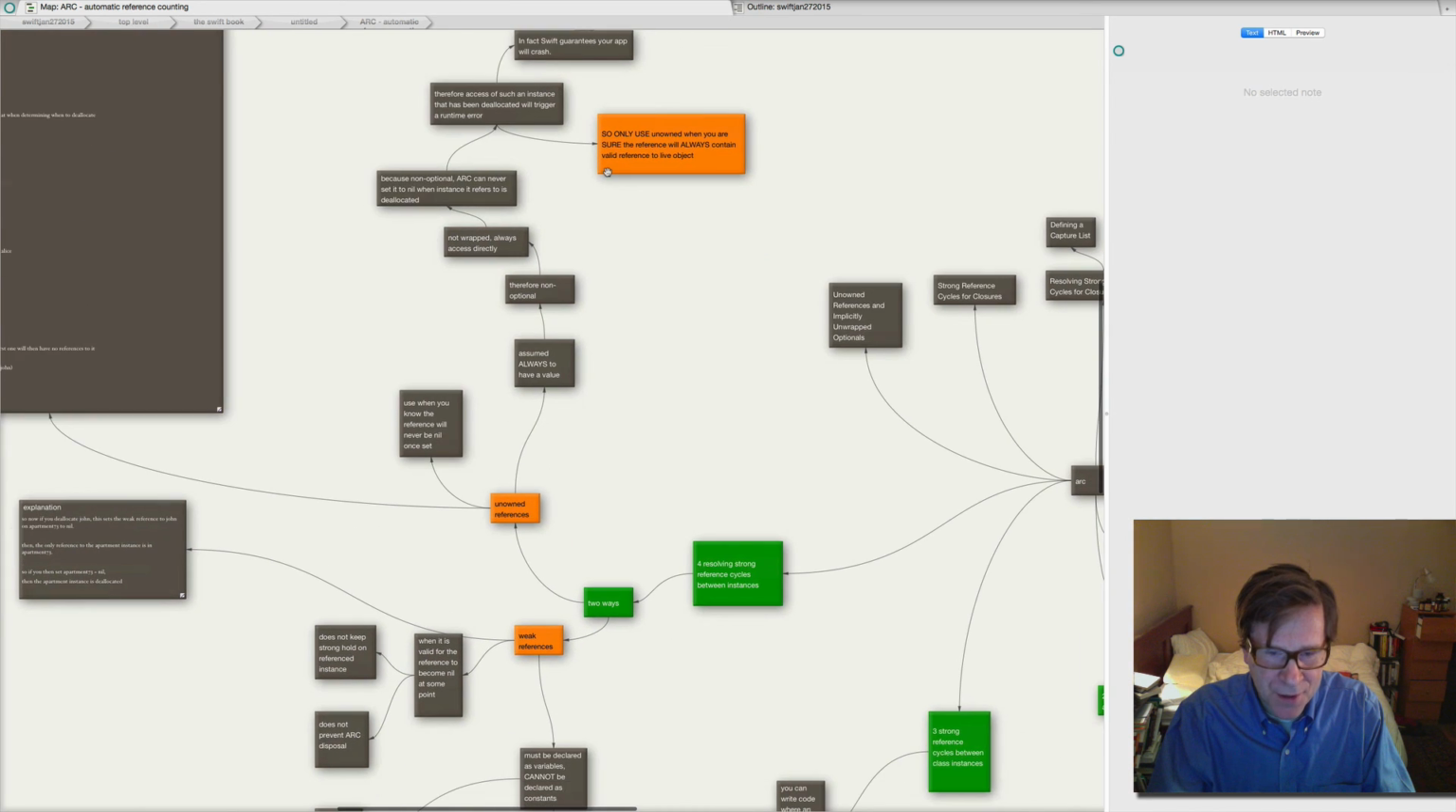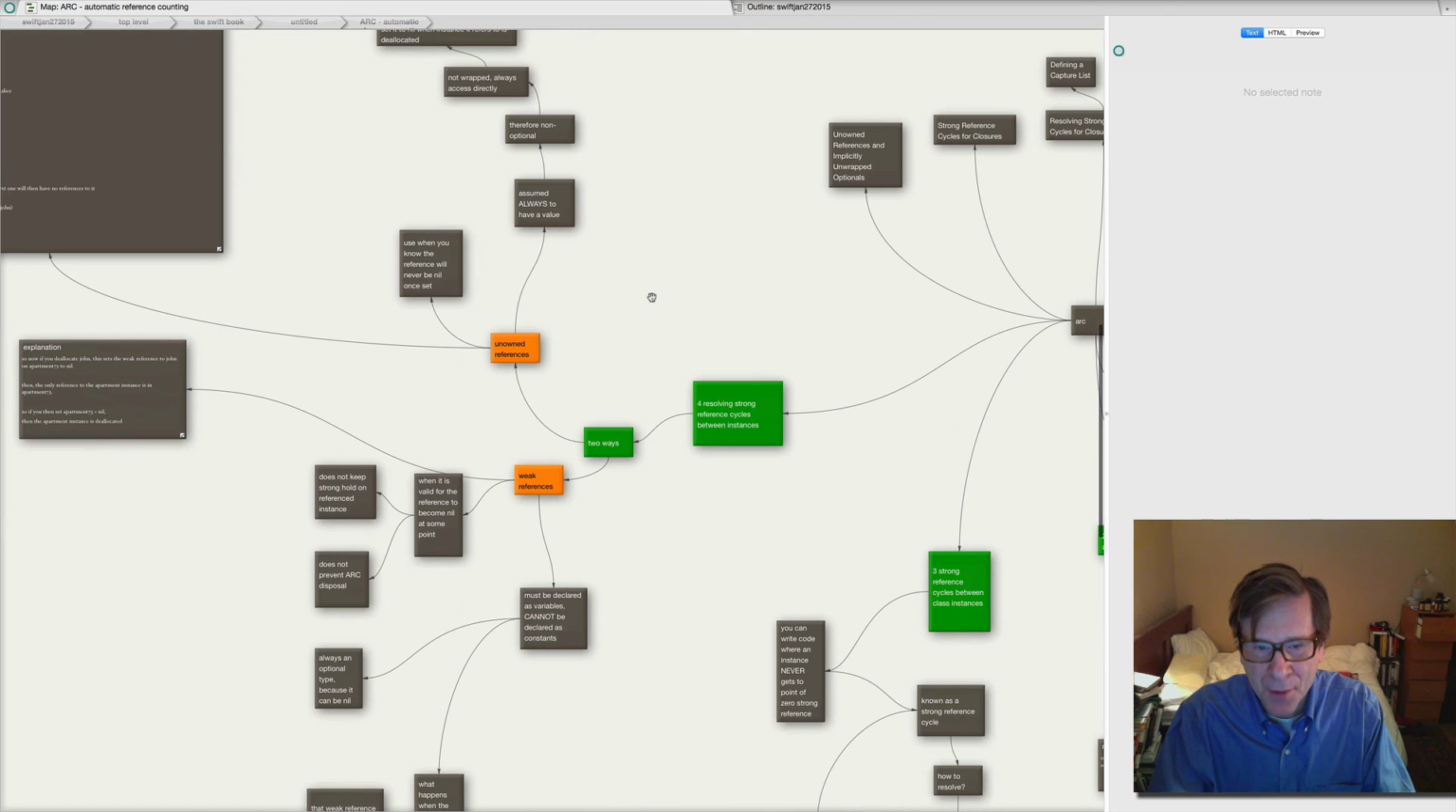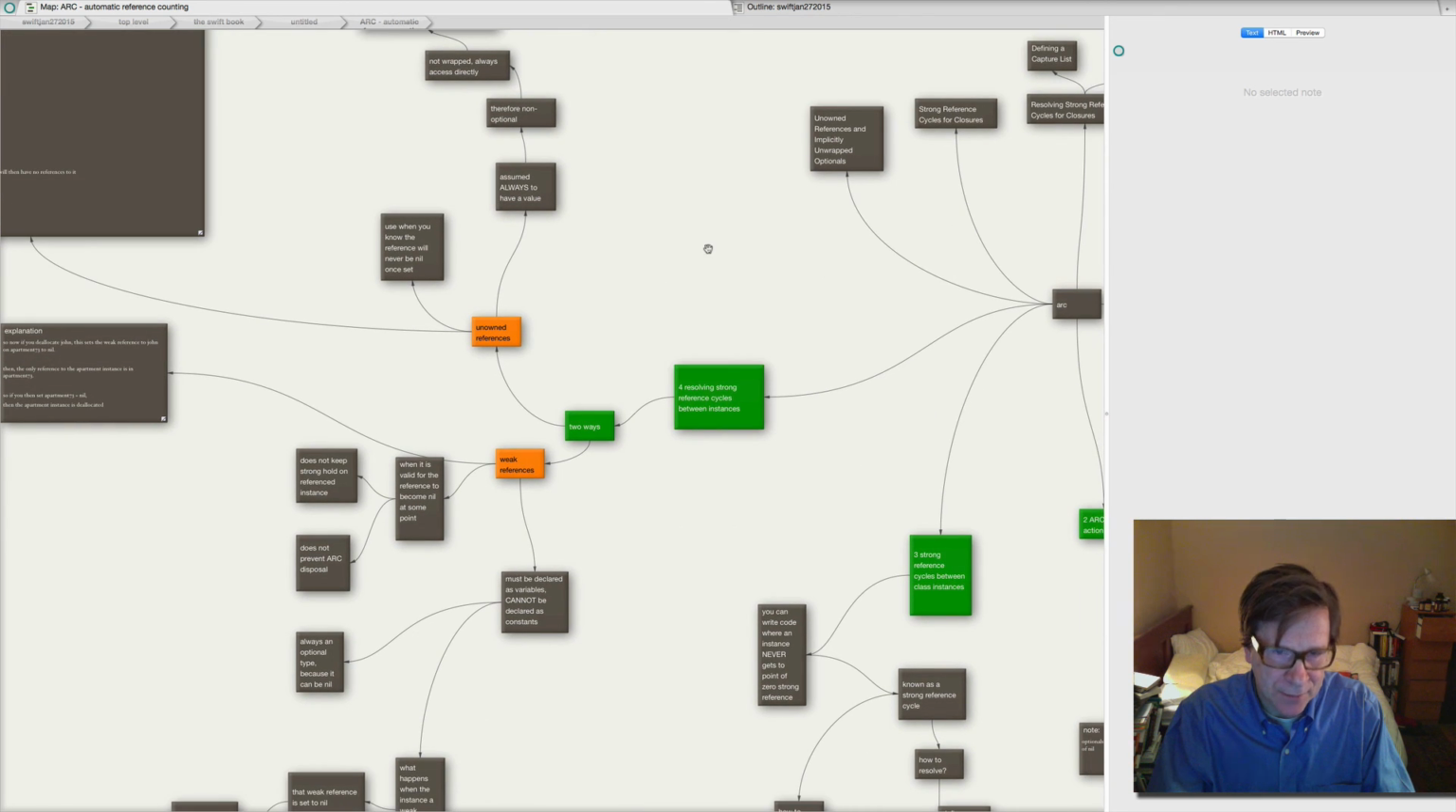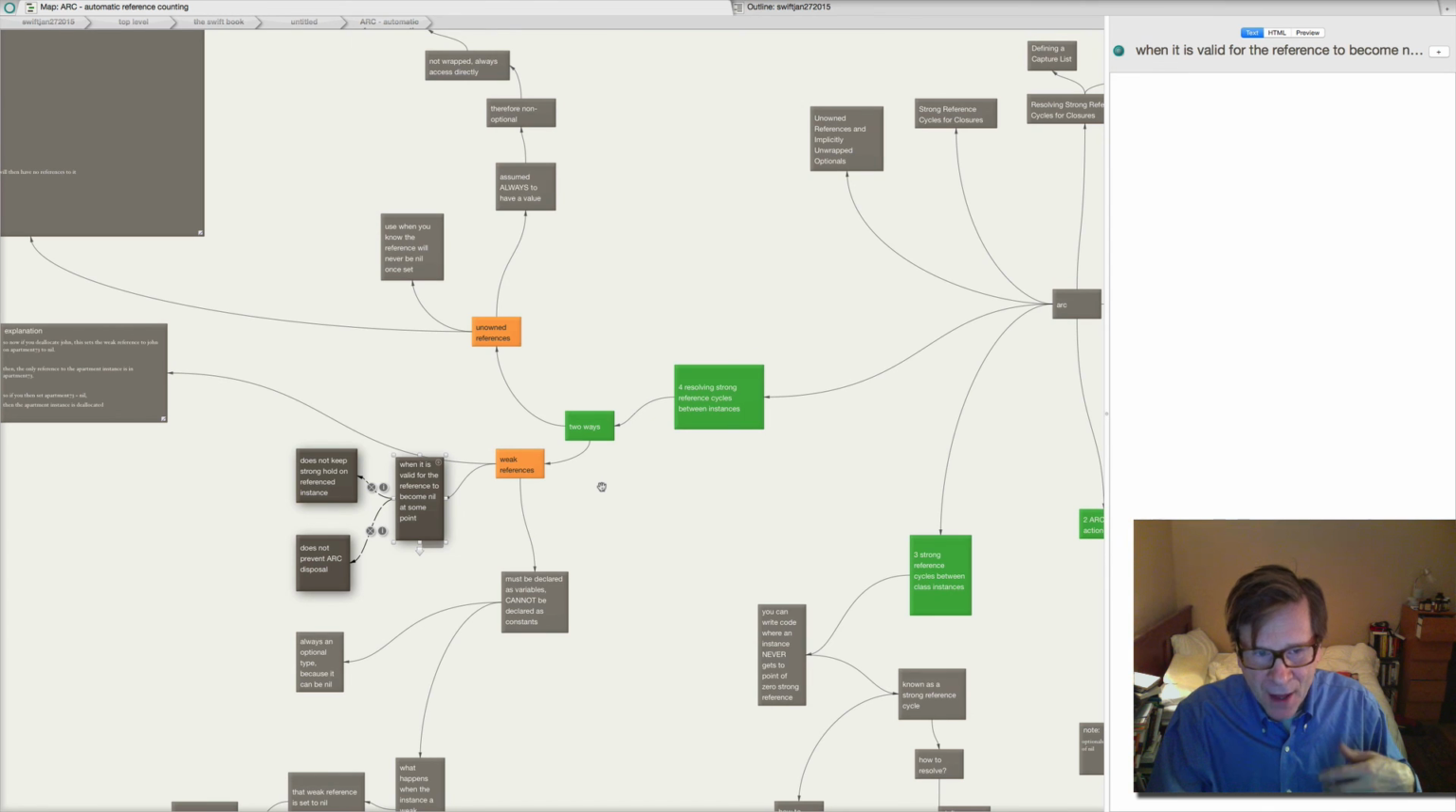So for a weak reference, going back to person and apartment again, you do this when it's valid for the reference to become nil at some point. So here's what happens. Instead of having a strong reference pointing from the apartment back to the person, you make it a weak reference.